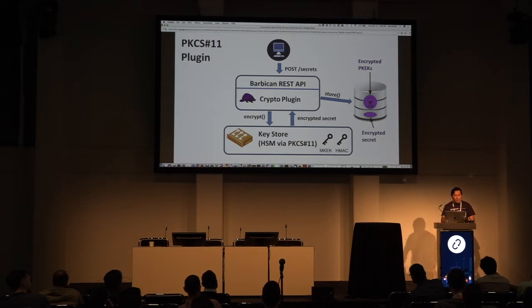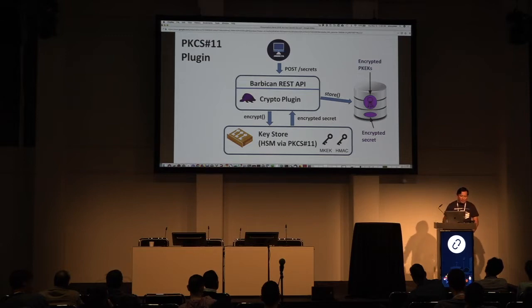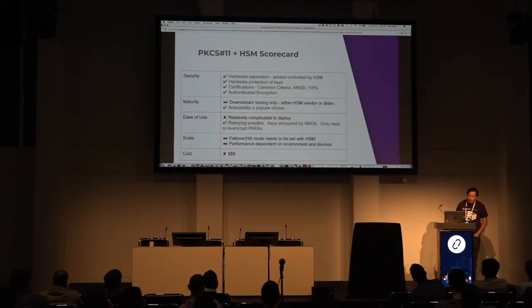But at the same time, all of those are encrypted by the master key encryption key, which is stored in the HSM. In addition, to provide more authentication for the encryption, each of the project key encryption keys is actually signed, and an HMAC is generated with this HMAC key that's inside the database, inside the HSM. So you have two keys here. Again, because it's a database adapter, the secrets and the project key encryption keys are stored in the database. But you're talking PKCS11 to a key store like an HSM. So let's evaluate what that looks like.